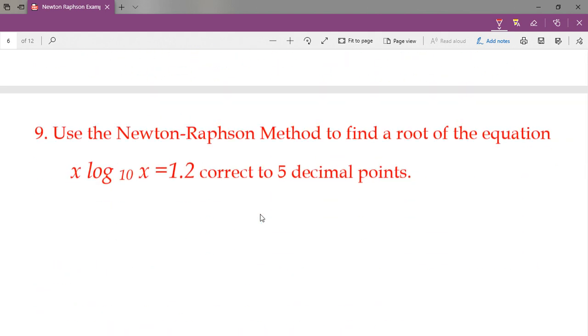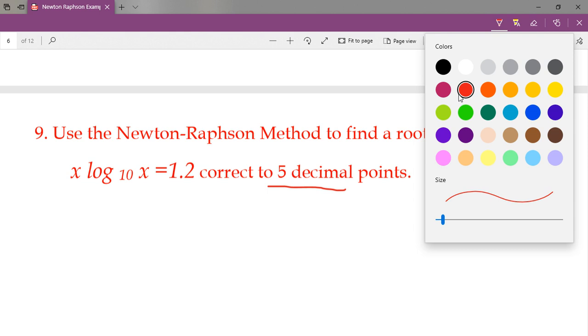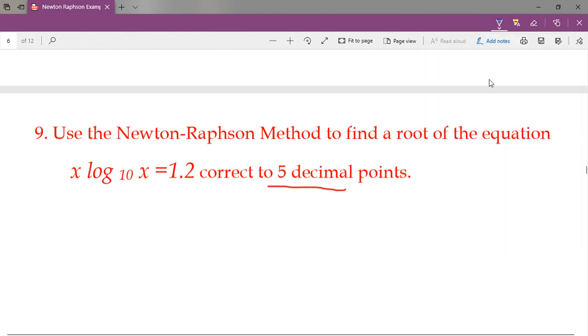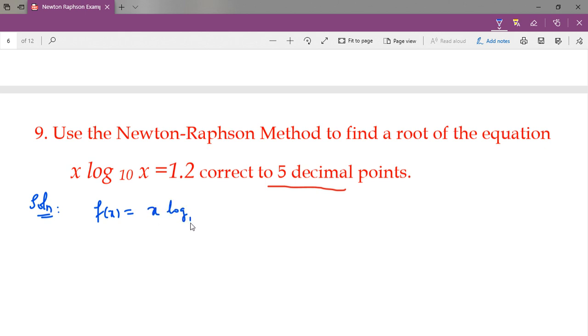Now today let us continue to the 9th problem, that is, use the Newton-Raphson method to find the root of the equation corrected to 5 decimal places. Now we are familiar with the Newton-Raphson method. Given f of x equal to x log x base 10 minus 1.2.